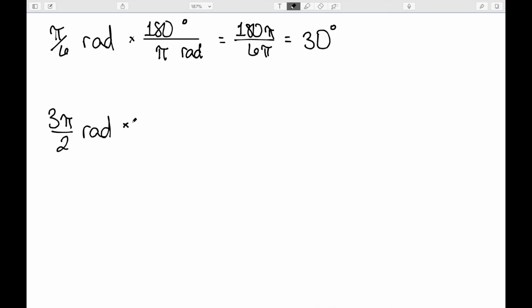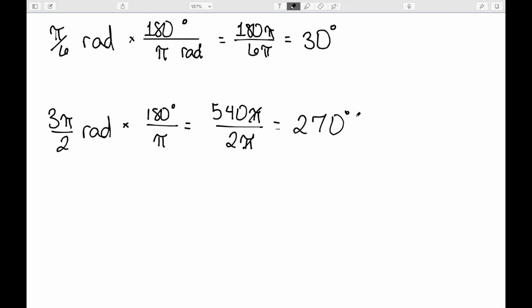Next, let's do 3 pi over 2 radians. For this, I would once again need to multiply by 180 over pi. Multiplying the top, 3 times pi times 180 would be 540 pi. The bottom, 2 times pi is 2 pi. My pi's would cancel, and 540 divided by 2 is 270. So this would be 270 degrees.